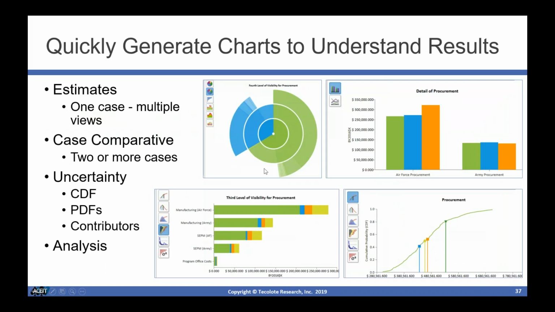And we're also offering a series of charts within the main pane. We took all of the charts that we had in ACE previously. We've added a couple new ones as well in the analysis report area to give you things like this contributors chart to look at uncertainty results.